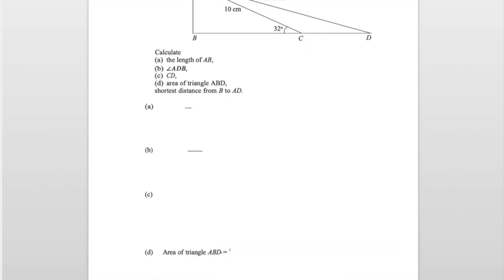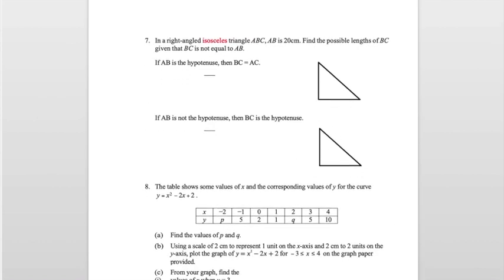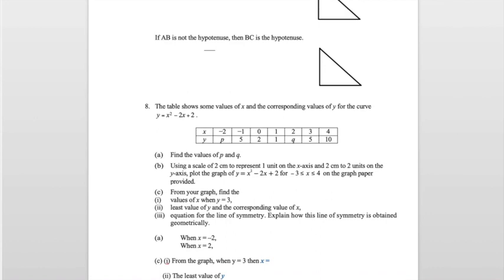Okay, next sum. This sum here is number 7. And they say that ABCD is a right angle triangle, and here they say that it is an isosceles triangle. This is an important fact.